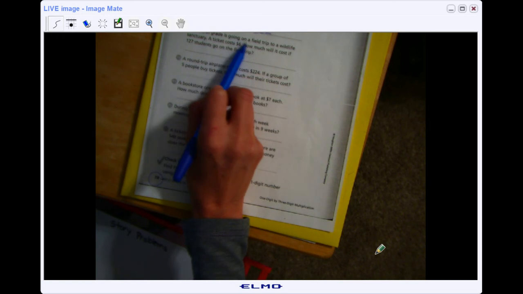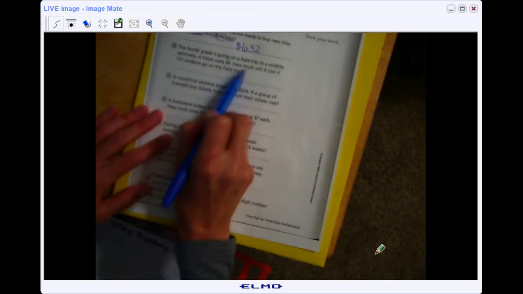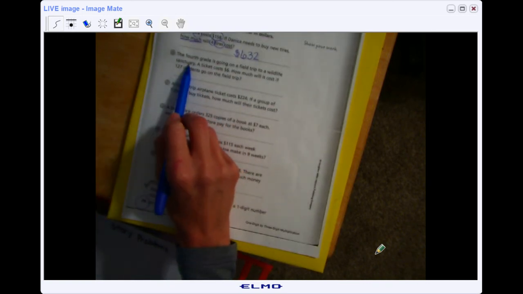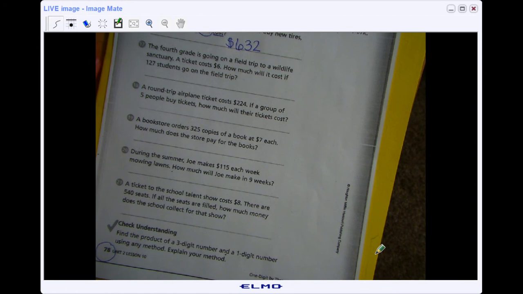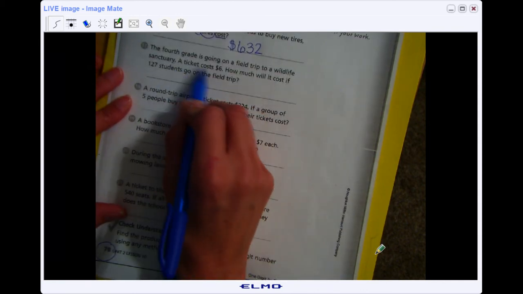Okay. All right. So the 4th grade is going on a field trip to a wildlife sanctuary. A ticket costs $6. How much will it cost if 127 students go on the field trip? All right, so can you visualize that? The 4th graders are going on the field trip to the wildlife sanctuary. Can you picture all those 4th graders going on that field trip? And a ticket costs $6.